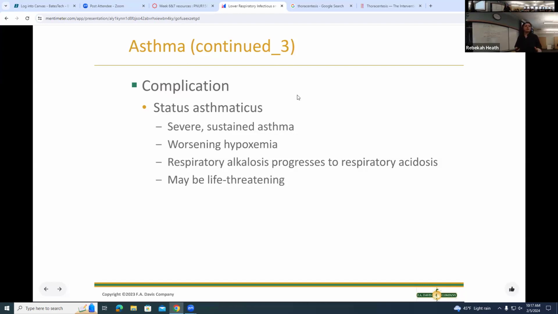So status asthmaticus is a critical diagnosis. If we see somebody with that, we're going to be treating them really aggressively.